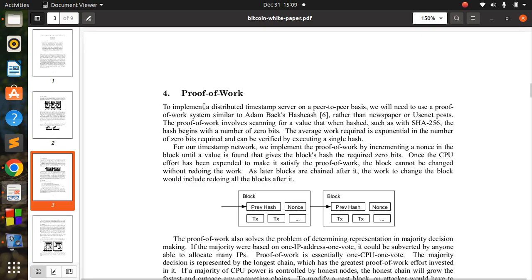To implement a distributed timestamp server, this distributed timestamp server is just a distributed ledger. Remember that, it's just a ledger, and it's a network, a ledger, like I explained in what is blockchain. Now, to implement this on a peer-to-peer basis, we will need to use a proof of work system similar to Adam Back's Hashcash, rather than newspaper or Usenet post. So let's see what this Adam Back's Hashcash is all about. Let's copy it and see.